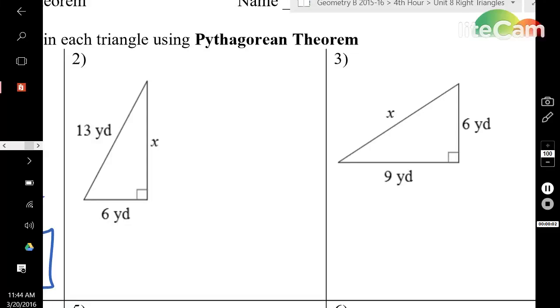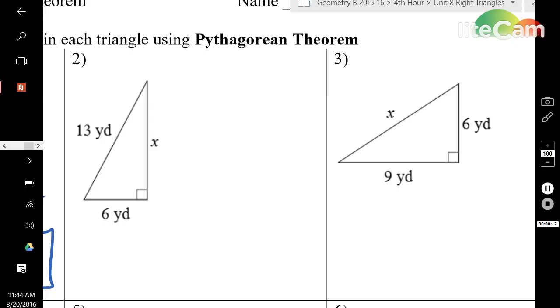In this video, we're going to discuss the Pythagorean theorem and its converse. We're going to use the Pythagorean theorem to find a missing side length in a right triangle, and then we're going to be able to confirm whether or not a triangle is in fact a right triangle using the converse of the Pythagorean theorem.